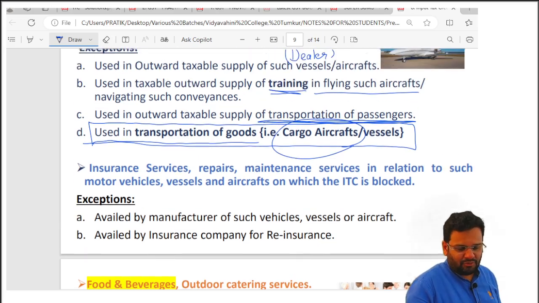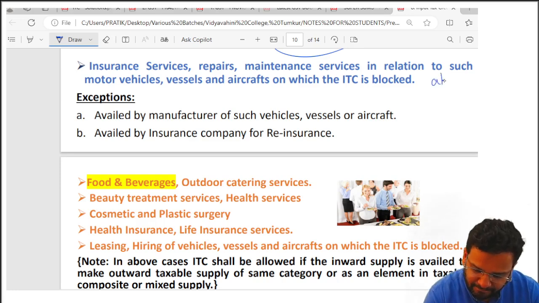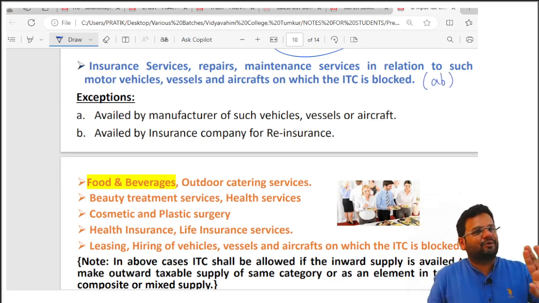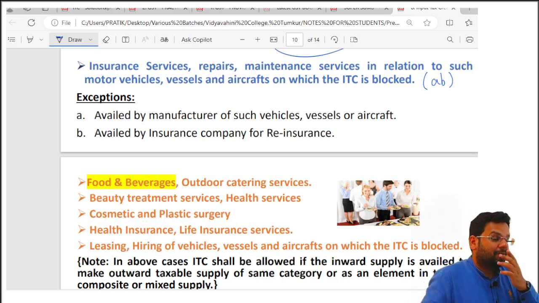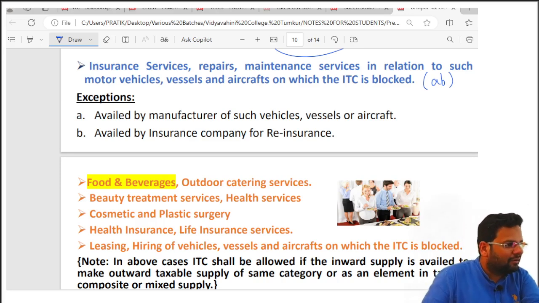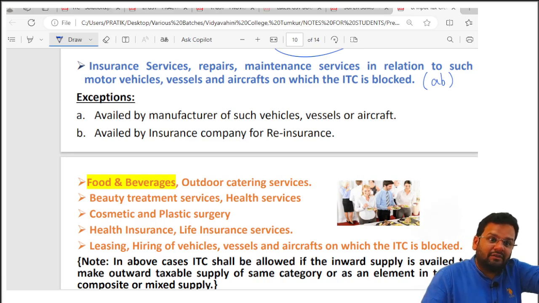Clear? So, next. This is clause AB. Mind you, these were the lengthiest clauses. Other clauses are shorter than these. Now comes clause AB. See, you are not allowing ITC on vehicles. But once I purchase a vehicle, ITC is blocked, but after 4 years or 2 years, I will change the tires. So for purchasing tires, there will be cost, and on that there will be GST.